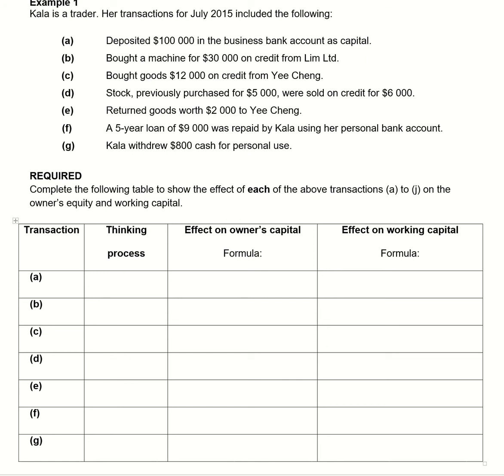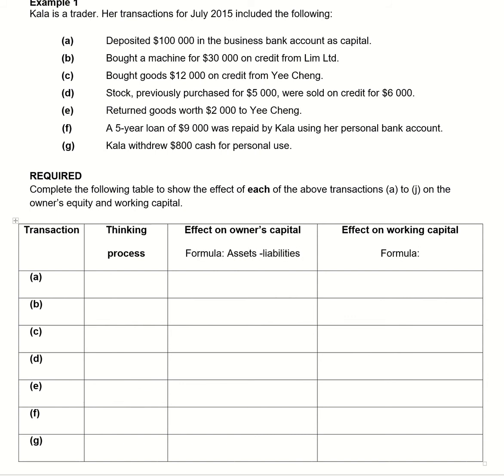Okay, let's take a look at example 1. I will walk through and review the thinking process to get the answer for example 1. Before we begin, let's think back: what is the formula for owner's capital? Owner's capital is actually total assets minus total liabilities.